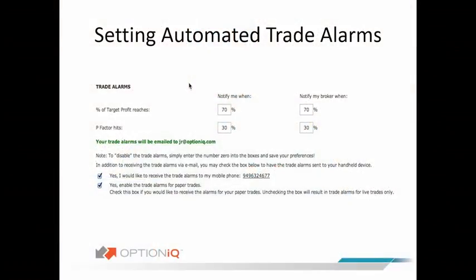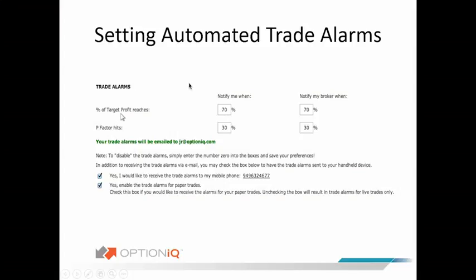You can also set up automated trade alarms with the software, and this people absolutely love. I would not trade without my alarms. So here it says trade alarms. The first one is percent of target profit reaches, and here you can see 70%. You can change that to whatever number you want.